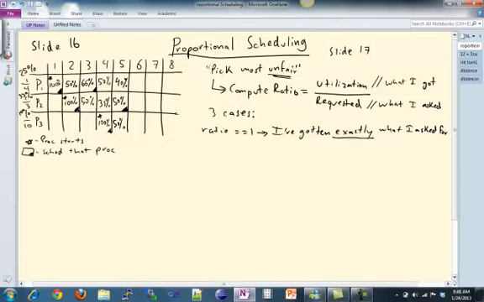Okay. If the ratio is less than 1, this means that requested is bigger than utilization, right? The denominator is bigger. So that means that I've gotten less than what I asked for. What I requested is bigger than what I actually utilized, so what I utilized is less than what I requested.